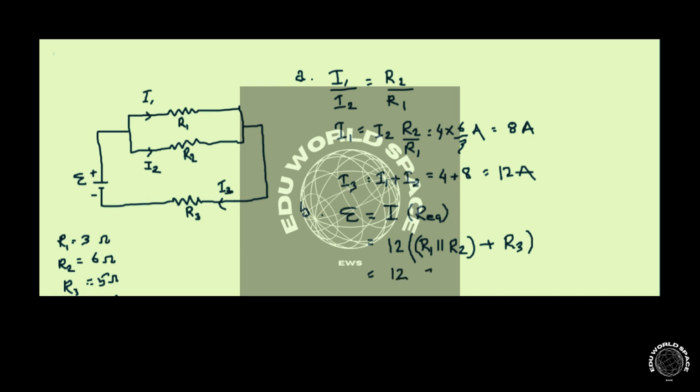So 3 parallel 6 plus 5. Now 3 parallel 6 is 6 threes are 18, divided by 6 plus 3, which is 9. 18 by 9 is 2. 2 plus 5 is 7. 12 into 7 is 84. So this is the EMF of the battery.